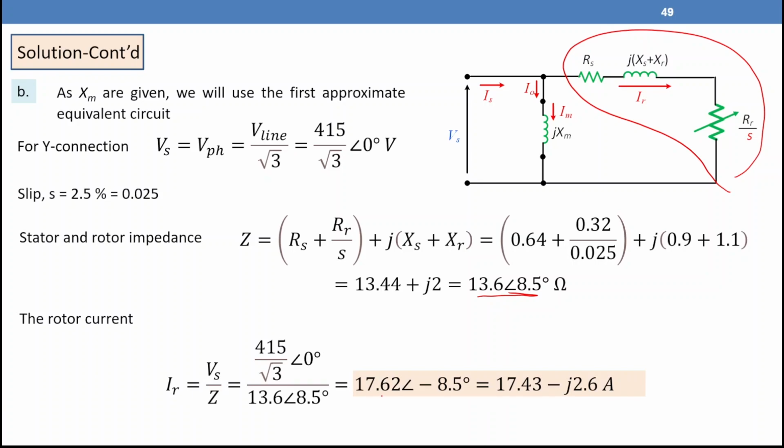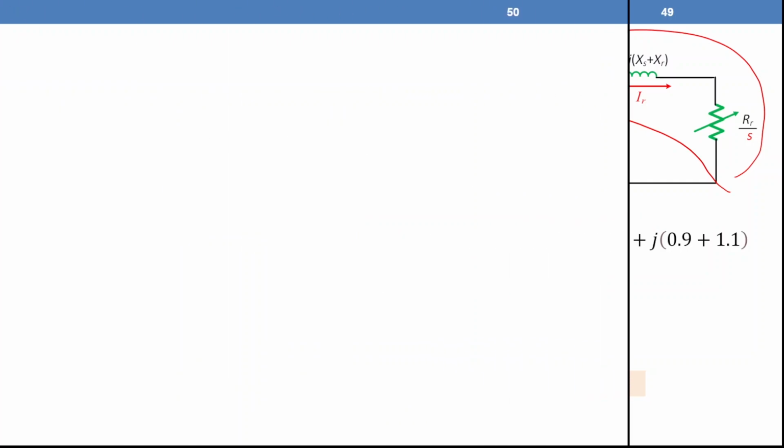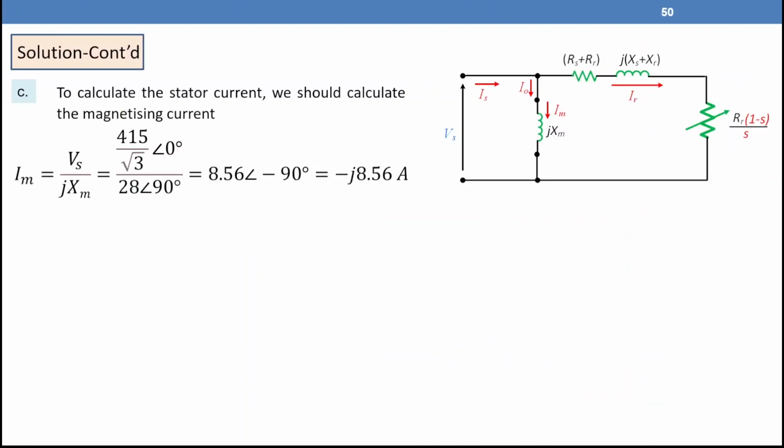So that one gives you 17.62 angle minus 8.5 degrees, or 17.43 minus j2.6 ampere in the rectangular form. To calculate the stator current, we need to calculate the magnetizing current. In this circuit, the magnetizing current is V phase over jXM. So that one will be 415 over root 3 over 28 angle 90 degrees. So the current IM will be minus j8.56 ampere.